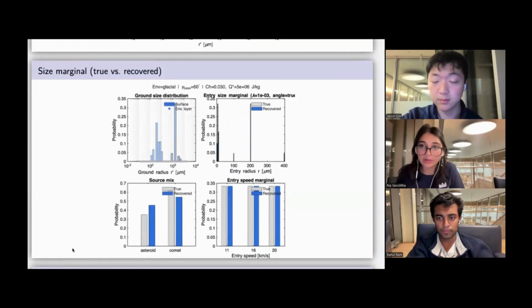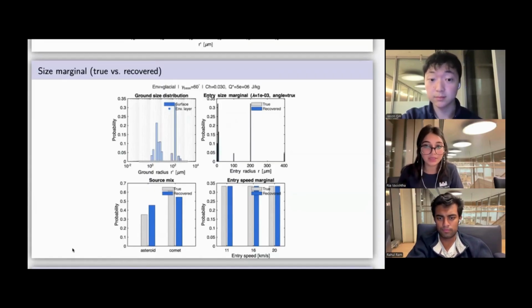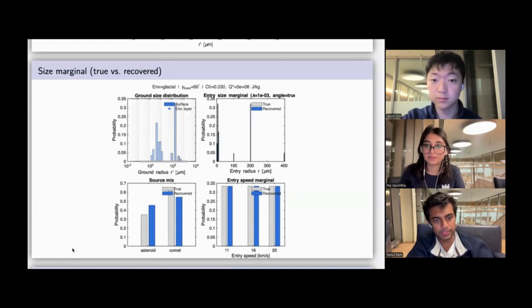Now let's take a look at the panel data. In the top left panel, the blue histogram shows surface grains clustering near a few tens of microns. Adding environmental retention lowers the overall amount, but keeps the same peaks. The environment changes amplitude, not shape. The top right shows the recovered entry sizes. They match the true peaks but are slightly smoothed, which is expected when the mapping matrix has gaps.